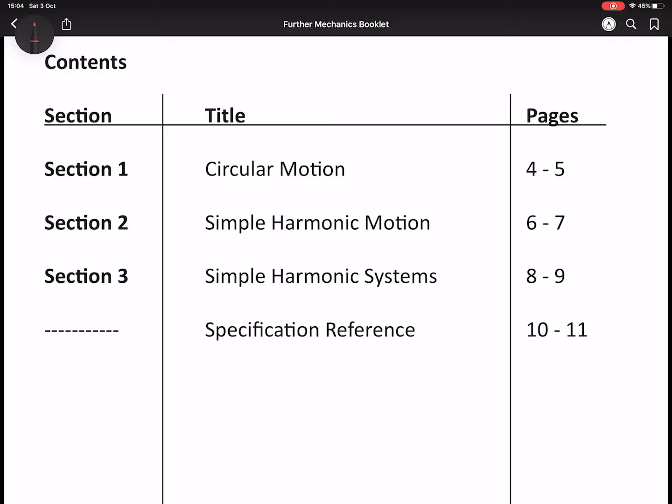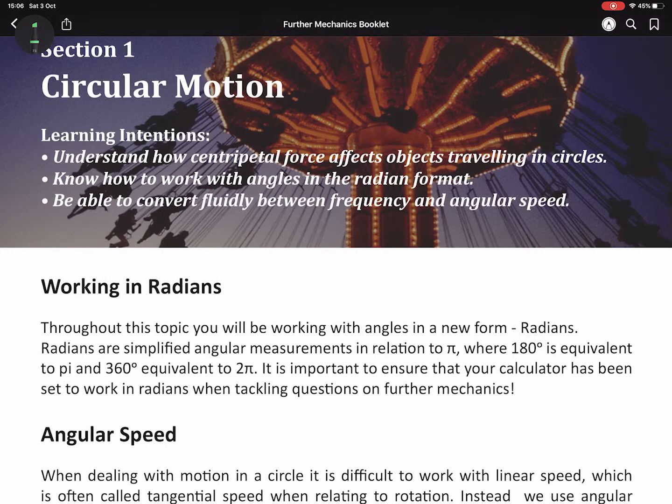In this video, we'll be looking at the first part of the further mechanics booklet, circular motion. Now, when dealing with motion in a circle, it is important that you set your calculators to work in radians. So instead of using normal measurements for angles in degrees, we must instead use the radians setting, which puts things in an equivalent value of pi.